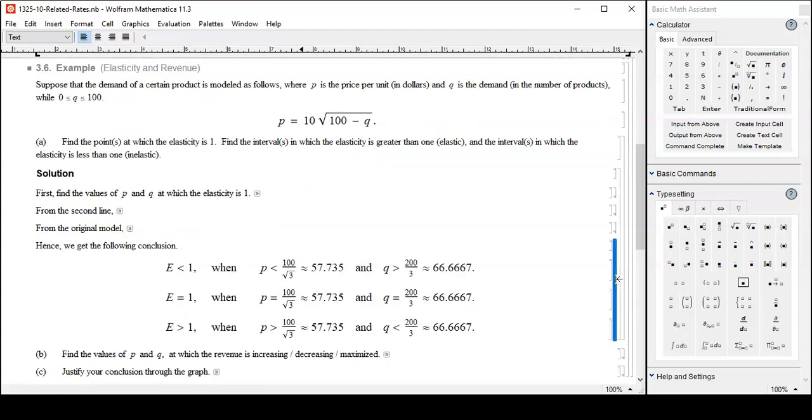So in the end, we get the following conclusion. We did this one first. E is equal to 1 when Q is this. And by plugging in, we get the P value. And when do we have E less than 1? Q is greater than this, and P is less than that. And E is greater than 1, in this case, flip the direction of all those inequalities. We get those.